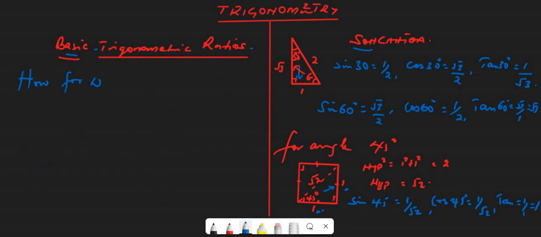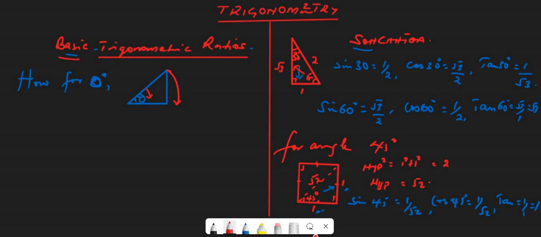Now for angle 0 degrees, let's not forget our right angled triangle, like this one. You would realize that if this is some angle theta, one way you can make this angle become 0 is to move this hypotenuse clockwise. As you move it clockwise, theta reduces and it tends towards 0. It will move like this towards 0.